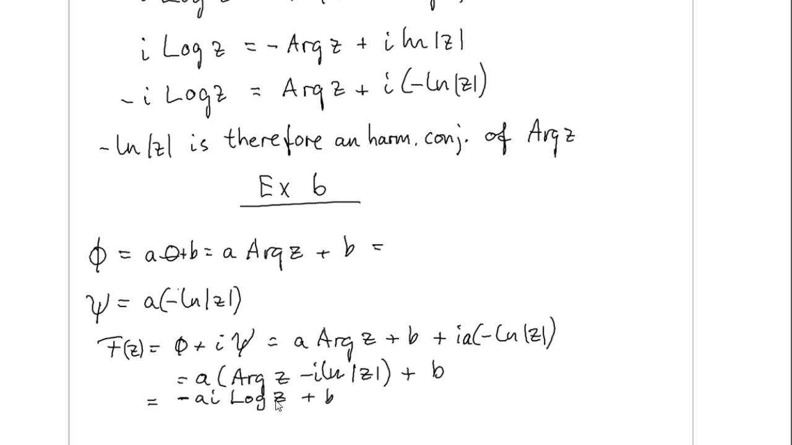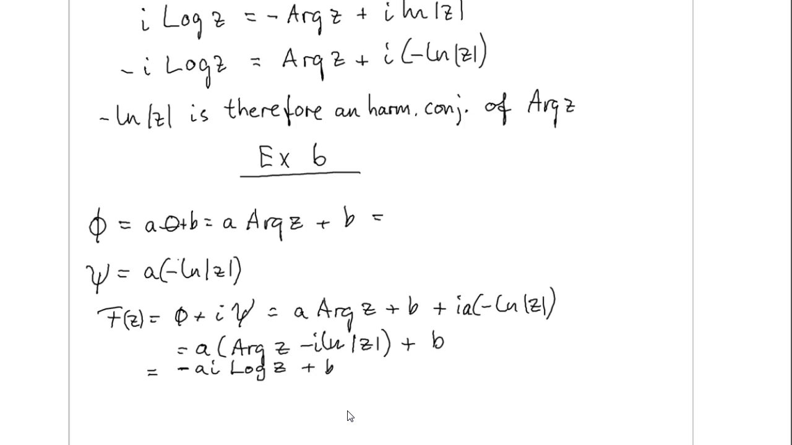So therefore I obtain this, and we now have that the complex potential is just minus a times i multiplied with the principal logarithm of z plus some arbitrary constant b, and we can also add any imaginary constant to this. So this b does not need to be a real number. So here is the complex potential associated with this potential phi.